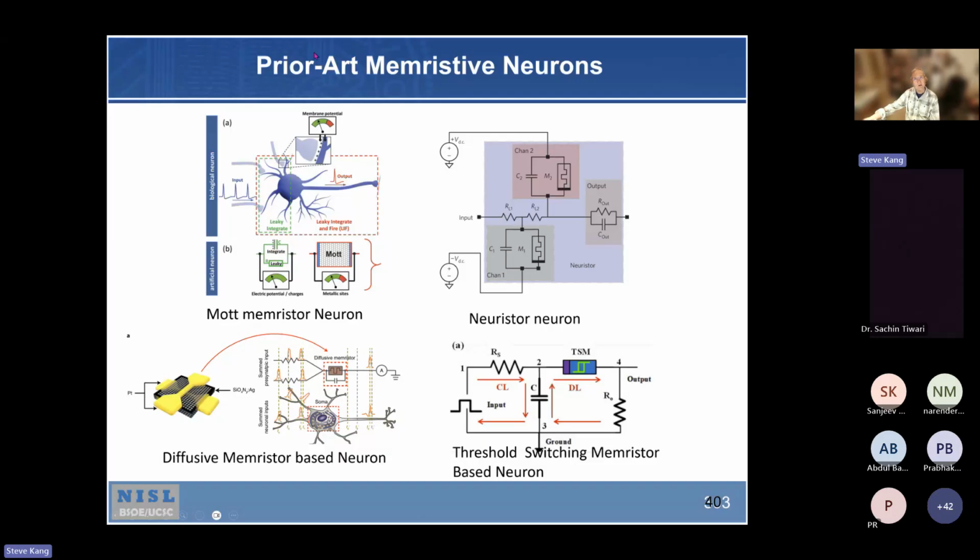So how can you use memristors to create neurons? There have been many papers on this. The MART memristor neuron, the neuristor neuron, which has two memristors, two capacitors, an RC circuit, and DC sources. And a diffusive memristor-based neuron, that sort of thing. A threshold switching memristor-based neuron. So there is special detection and also special kinds of memristors.